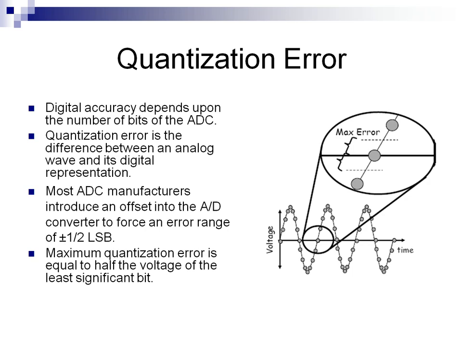As it states here, most ADC manufacturers introduce an offset into the A to D converter to force an error range of less than one half least significant bit. The least significant bit is going to have a voltage resolution of whatever you've figured out. Therefore, one half of that is how much quantization error you have. In other words, the maximum quantization error is equal to half the voltage of the least significant bit.